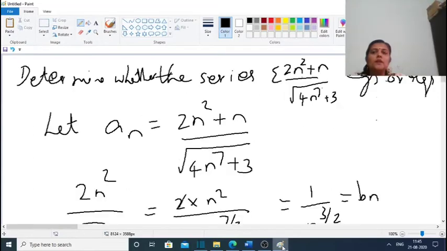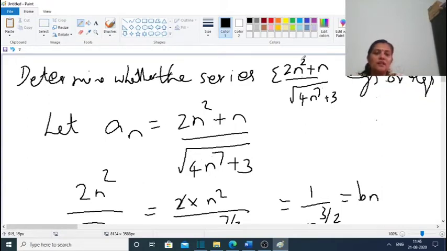divergent. Next problem is determine whether the series sigma 2n square plus n by square root of 4n raised to 7 plus 3 converges or diverges. We can take the given term 2n square plus n by square root of 4n raised to 7 plus 3 as an. So let an is equal to 2n square plus n by square root of 4n raised to 7 plus 3. Now we have to find bn.